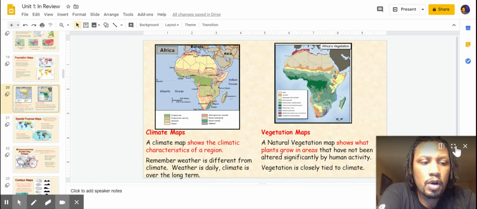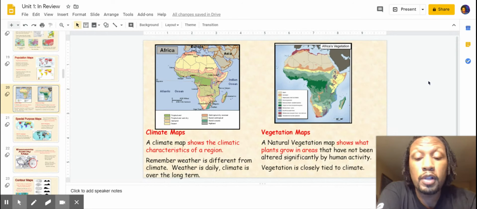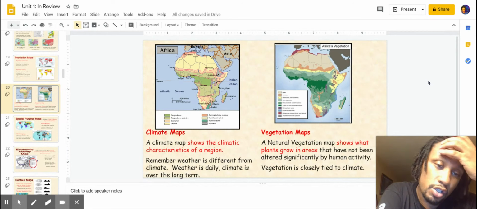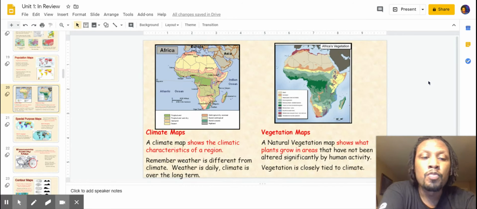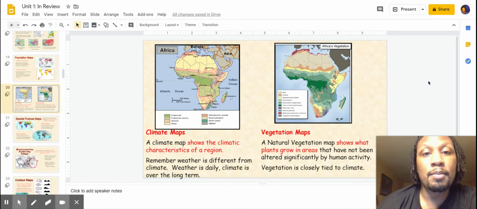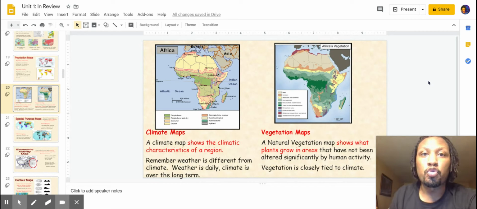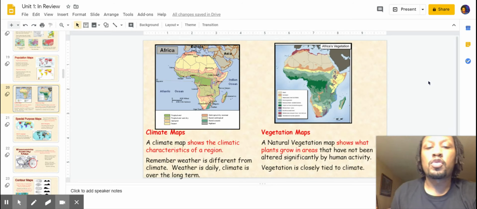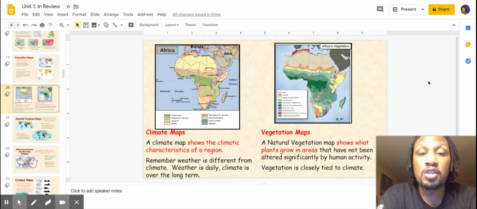All right, so I am showing you two maps. One map is of climate, and the other is a vegetation map. The reason I'm doing that is because these two are similar. And the reason they're similar is because sometimes the climate determines what can be grown in that area. In that particular case, you see how and why certain things grow in a particular area. And so, therefore, climate maps tend to line up fairly closely with vegetation maps.